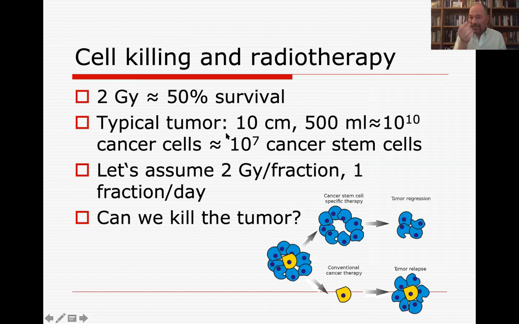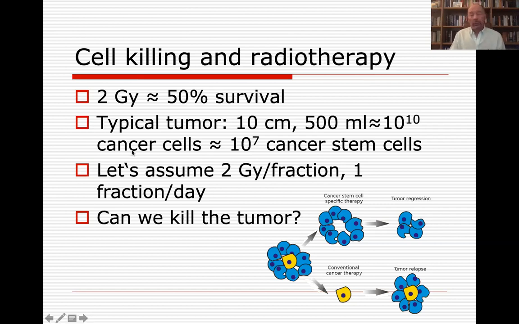Now, let's make a very simple example. Let's understand why tumors are killed by radiation and what the typical doses used are. If you remember the lecture on cell killing, the intrinsic radiosensitivity of tumors changes very much. But on average, a dose of 2 gray corresponds approximately to 50% survival. So if you give 2 gray, you have 50% survival.